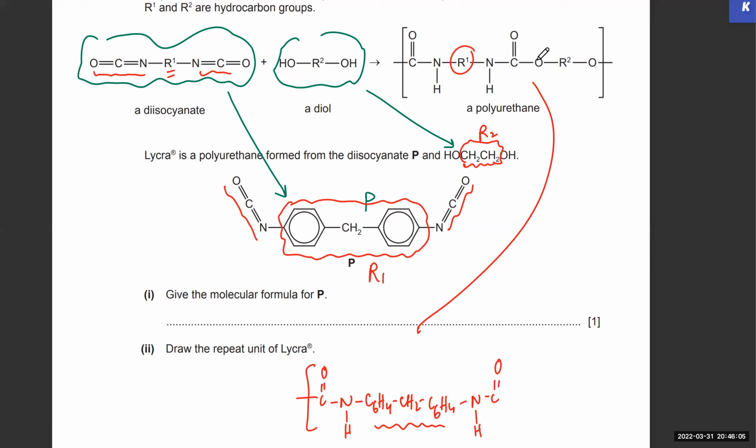And after that, you have a single O. That's an ester link. Then you have R2. What is R2? R2 is two CH2 groups, followed by a single O. So that is what Lycra is. Is this clear, this question? Yes, sir.